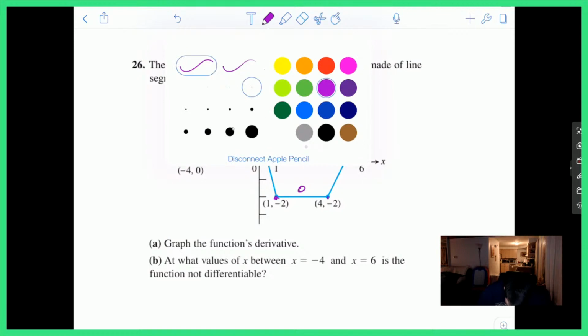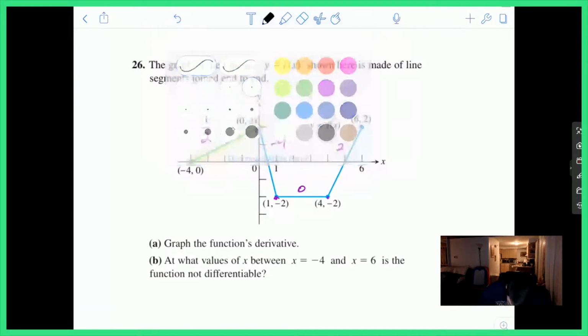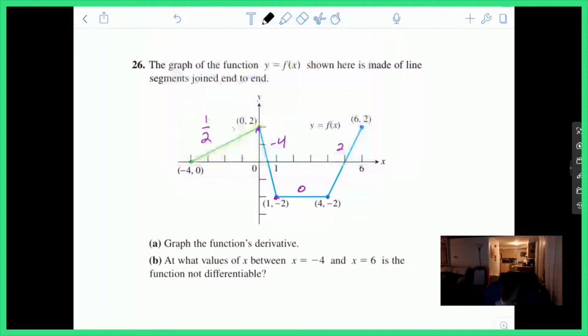So I'm going to do this in, blue's too close to the original. We'll just do it in black. So from -4 to 0, the derivative is 1/2. So that's like right here. And over to right here. Okay, so that's from -4 to 0. It's 1/2. Then from 0 to 1, it's -4, which is down here. So it's like right here. So right there. And then it's going to be 0 from 1 to 4. And then from 4 to 6, it's going to be 2. +1, +2 right here. +2 right there.